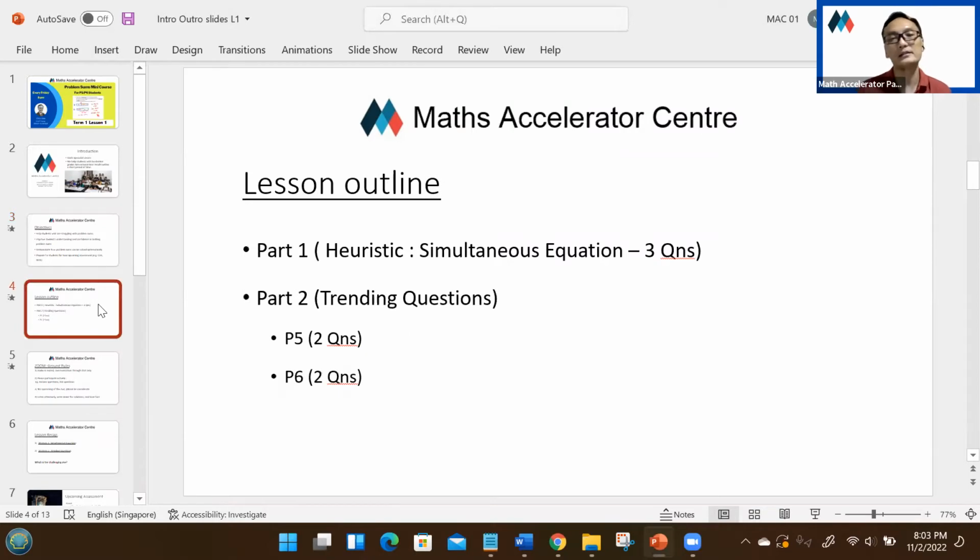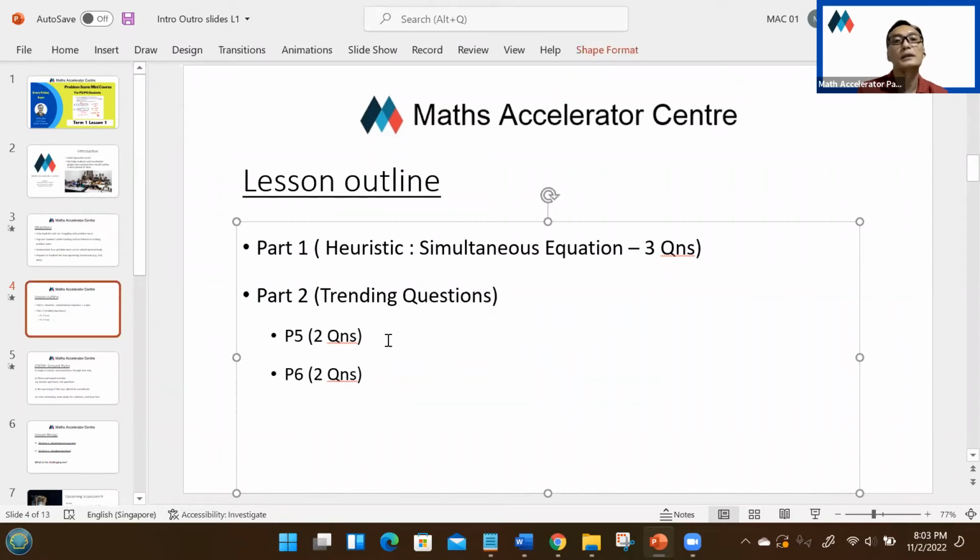Here's the lesson outline for today. There'll be two parts. The first part will be the heuristics, on simultaneous equations, and we'll be discussing 3 questions. Then in part 2, we'll be discussing some trending questions that usually appear in term 1 assessments. We will have 2 questions based on P5 tests, and 2 questions based on P6 tests.